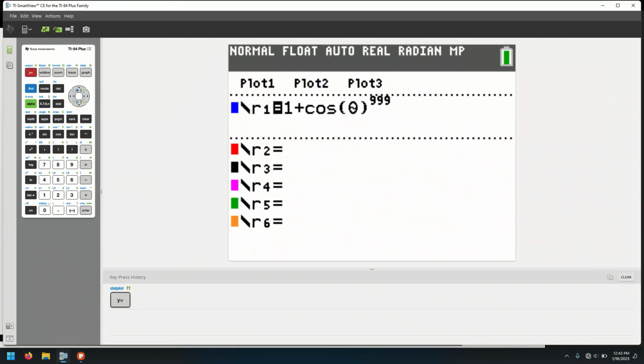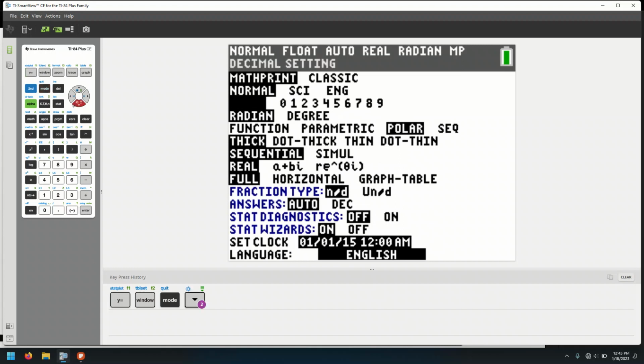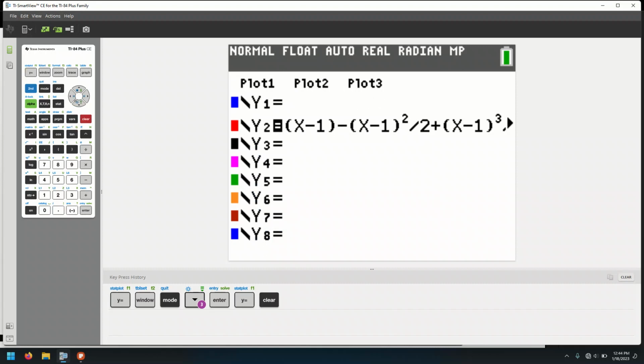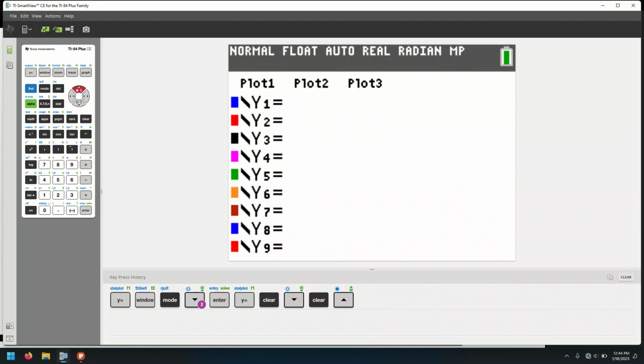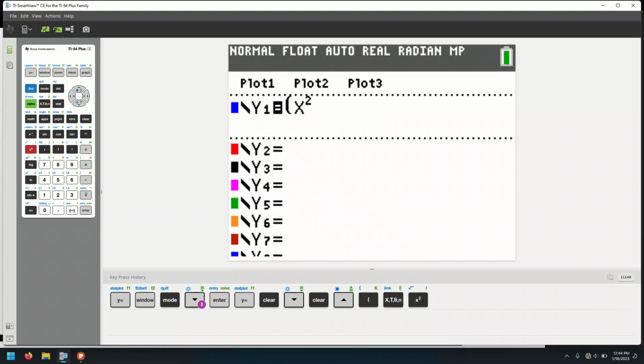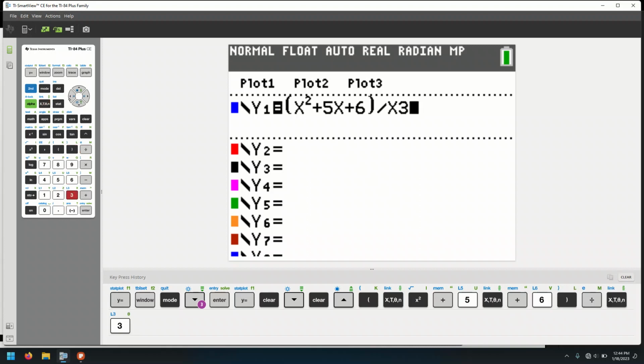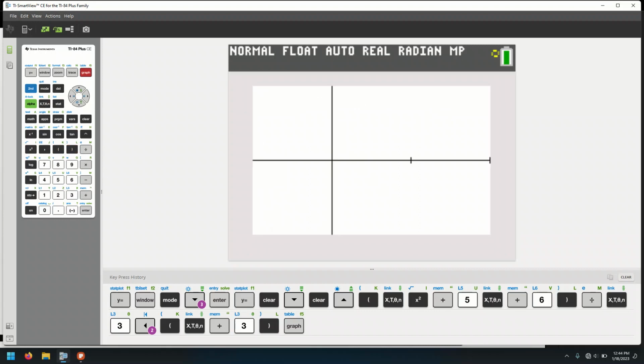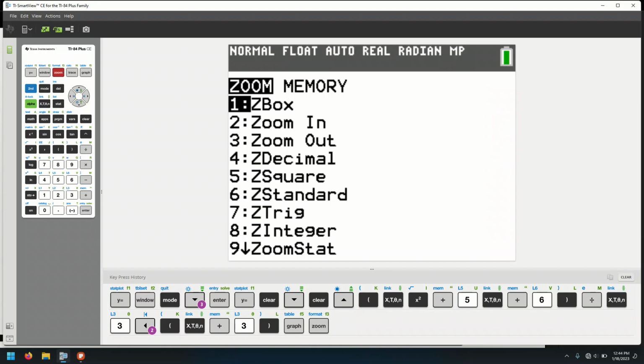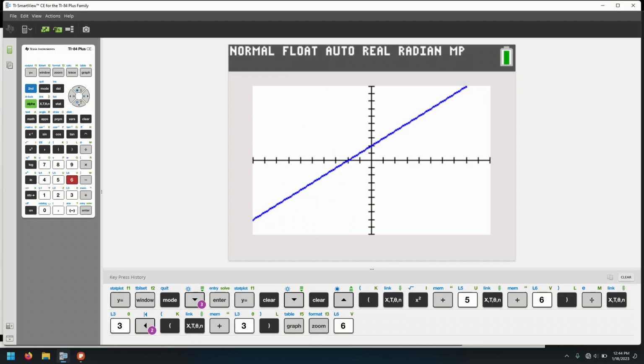Let me go to mode. Function, y. And what do we have? Okay, let me open parentheses. That's x squared plus 5x plus 6. Close parentheses and divide by x plus 3. And let's see the graph. And that's our linear function, right?